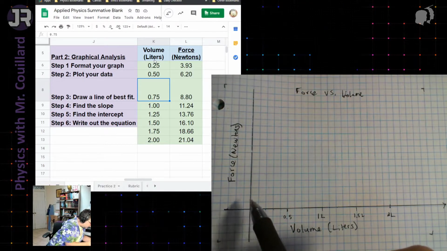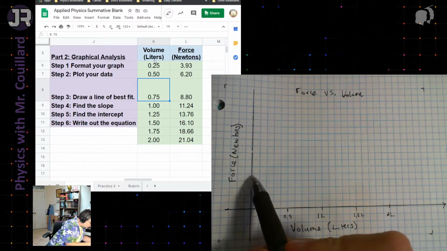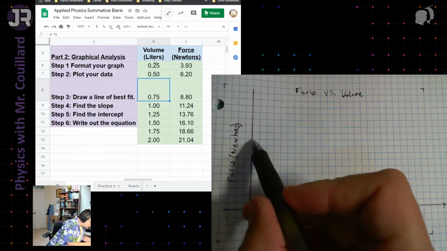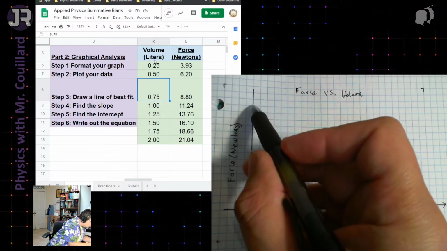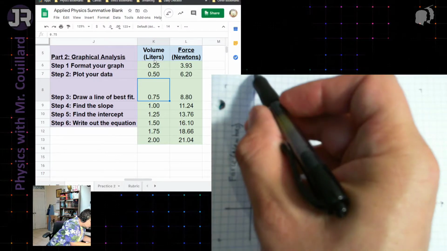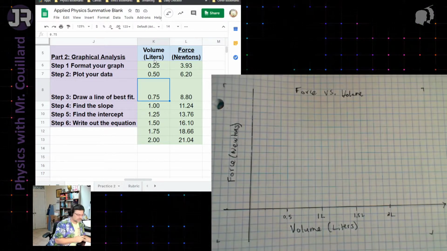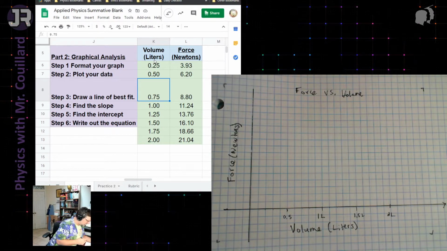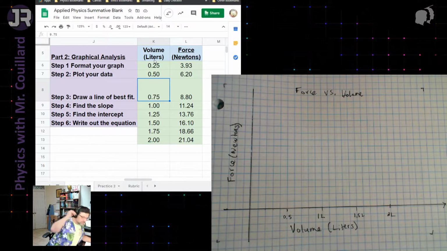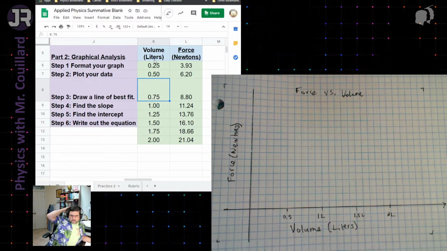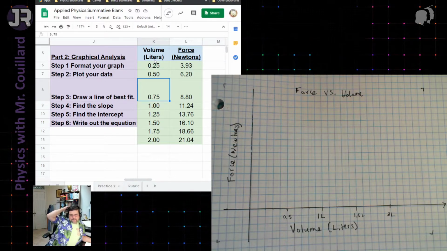And again, I think if we do 20, 1, 2, 3, 4, 10, 11, 12, 13, 14, 15, 16, 17, 18, 19, 20. So 20, we're a little bit short of 1 square per newton. So why don't we cut that in half? And so we'll do 1 square for every 2 newtons?